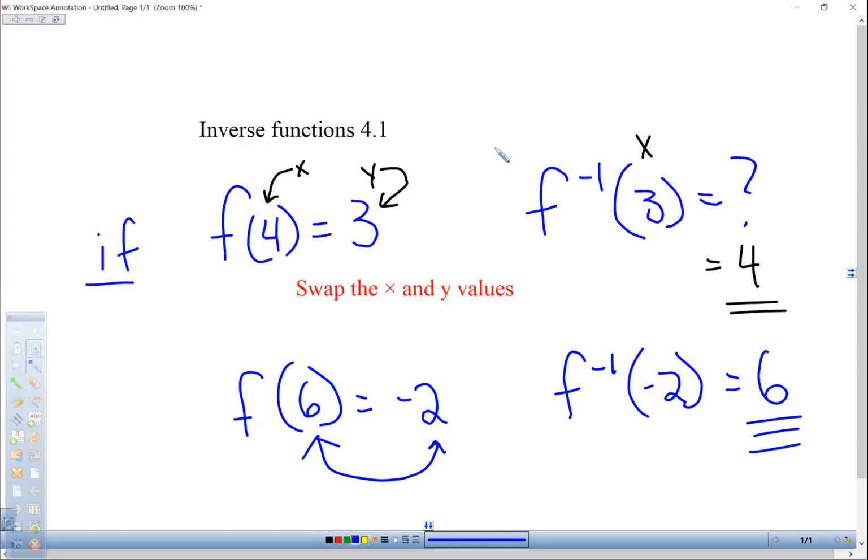So for this, you've got a set of problems that came with the email. All you need to do is practice those, and you will be set for this part of inverse functions.